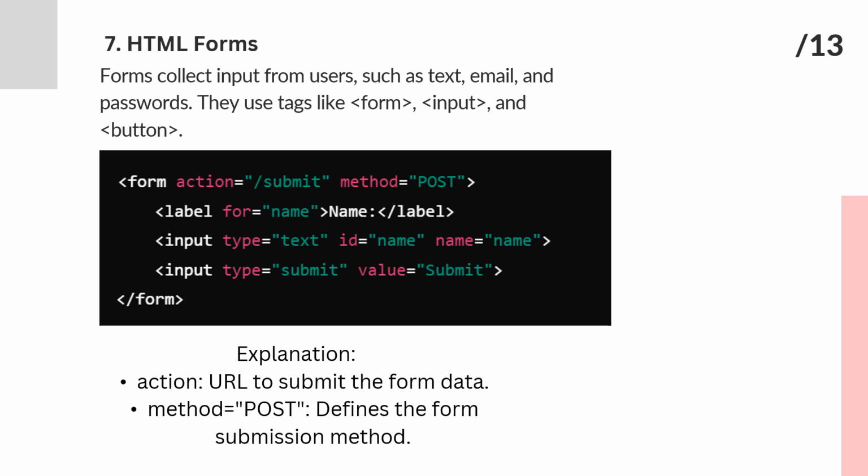HTML forms. Forms collect input from users such as text, email, and passwords. They use tags like form, input, and button. Action is the URL to submit the form data. Method post defines the form submission. Here you can do this. This is the example of using forms.